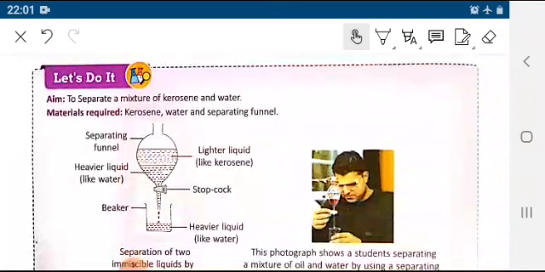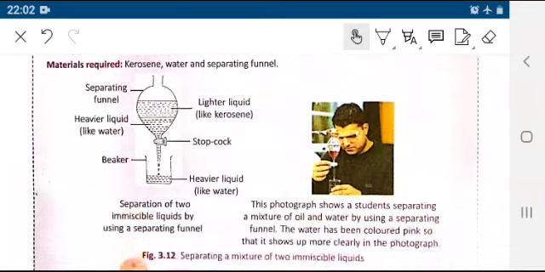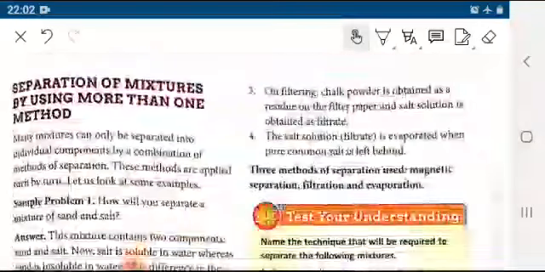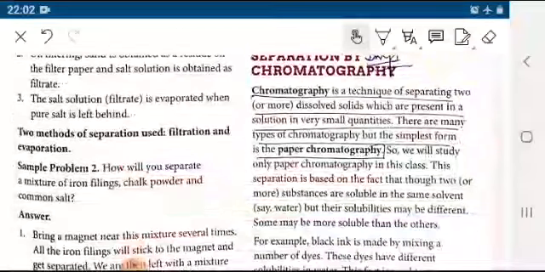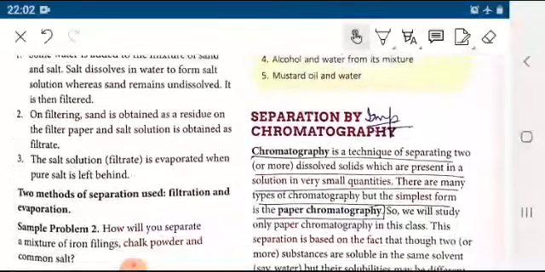Now you can see a mixture of kerosene and water is being separated. Kerosene is lighter whereas water is heavier. So what will happen? Water can be collected first and kerosene will be left in the separating funnel. So these are the methods of separation. Now we'll be discussing about the last method, that is chromatography.